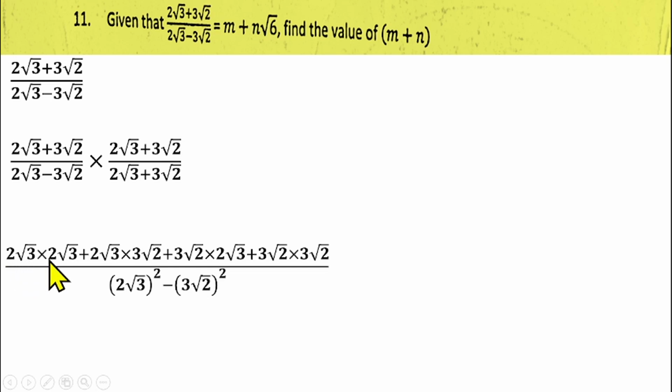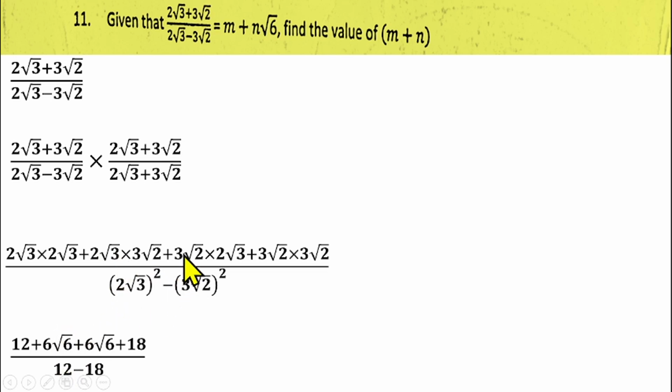2 times 2 will give us a 4. Then surd 3 times surd 3 gives us 3. So then we have 4 times 3 that gives us 12. So we have 12 there. Plus next one, we have 2 times 3 that gives us 6. Then surd 3 times surd 2 gives us surd 6. So that gives us 6 surd 6. That's what we have in here.